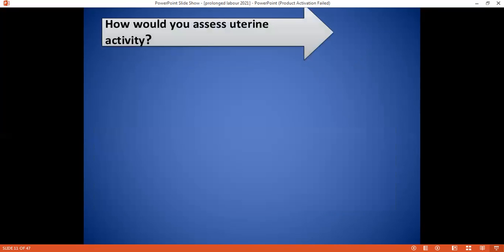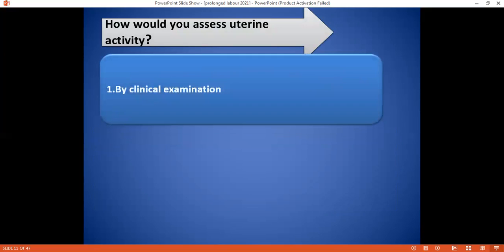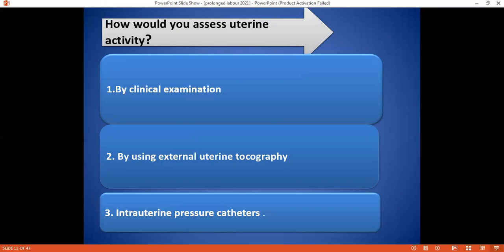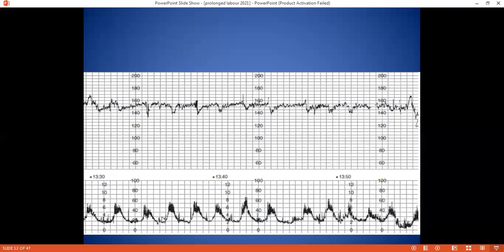How would you assess the uterine activity? By clinical examination: I put my hand on the abdomen and count when the uterus becomes contracted under my hand, for how long, and then the interval after how many minutes the second contraction comes. By using external tocography, which is a transducer applied on the maternal abdomen that counts the uterine contractions. And intrauterine pressure catheters: here, specialized catheters measure the intensity of uterine contraction by using an intrauterine transducer.